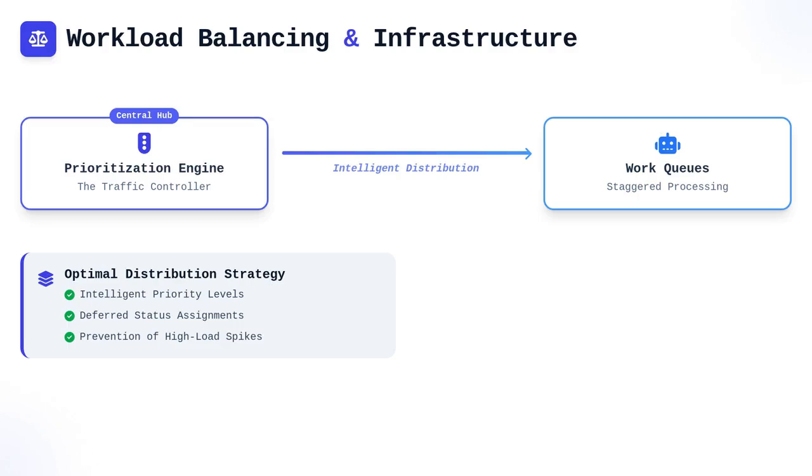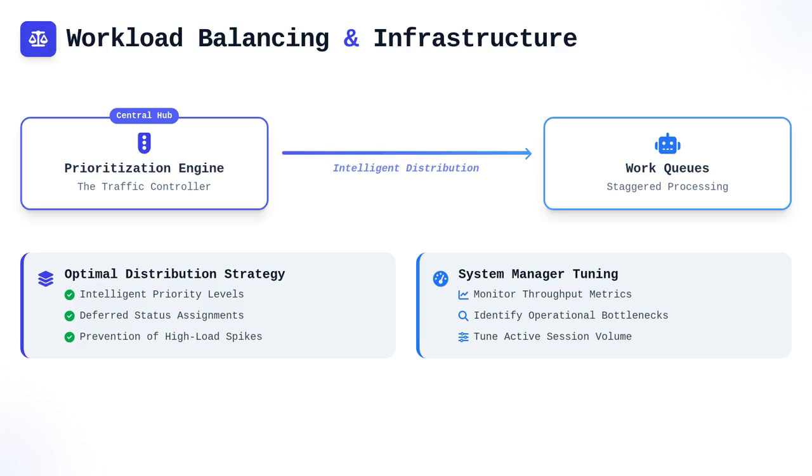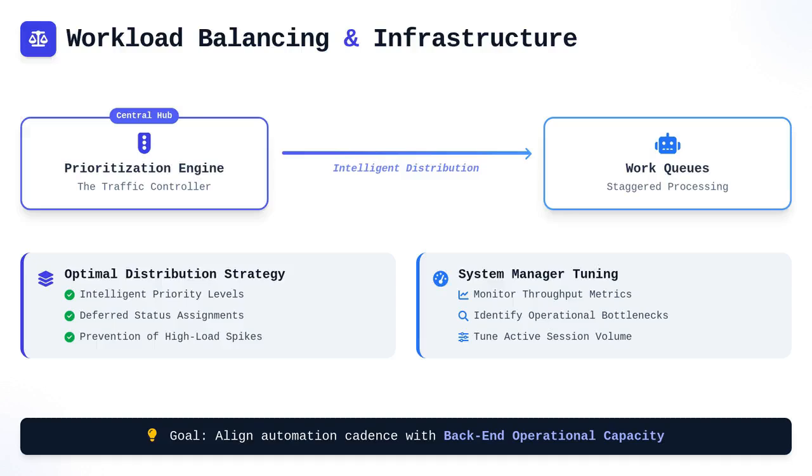By setting intelligent priority levels and using deferred statuses, you can prevent your workers from all grabbing the same high-load tasks simultaneously. This creates a staggered processing cadence that aligns more closely with the capacity of your backend systems. Monitoring the throughput metrics through the system manager will eventually reveal where your bottlenecks exist, allowing you to tune the number of active sessions to match the operational capacity of your environment.